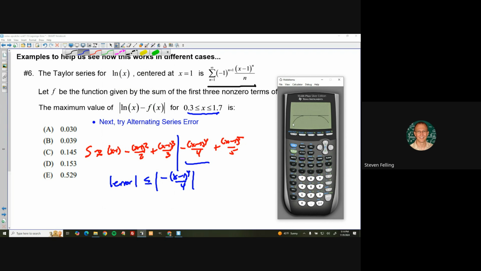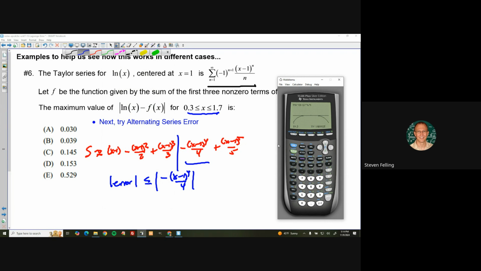Okay, it looks like it's the same on either end. So what I could do is maybe put a trace on here. Actually, let's do second trace and specify a value and plug in 0.3. That gives me negative 0.06020025, which is not one of my answers.